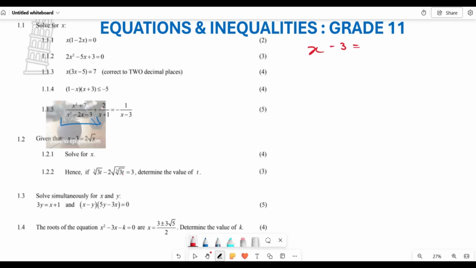This is the same as 2 root x. And now, as per the tradition, if we want to get rid of the root here, what is the best thing that you're going to do from here? Which means we need to square both sides first, right?